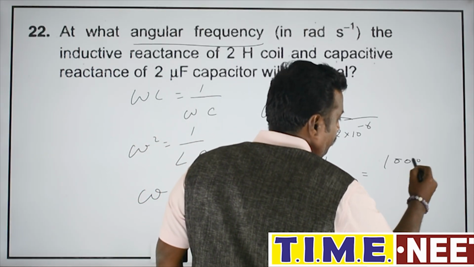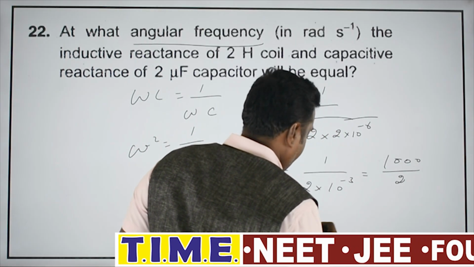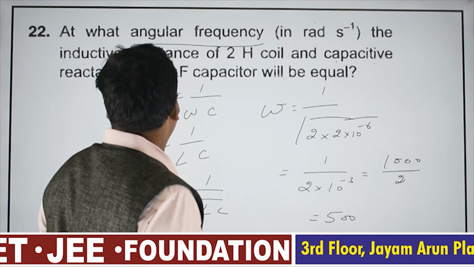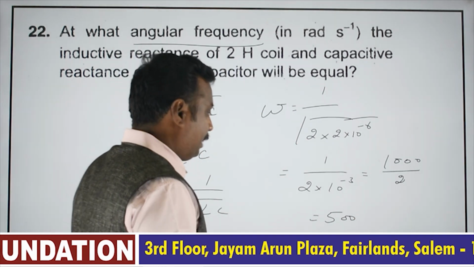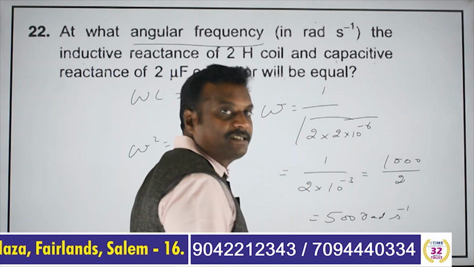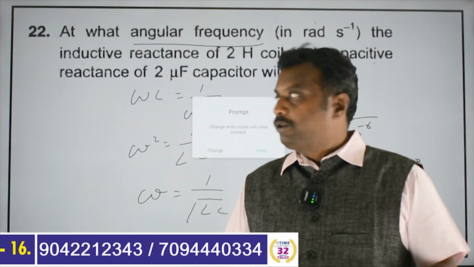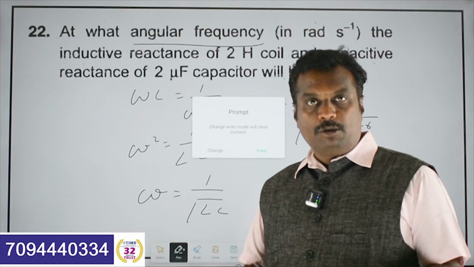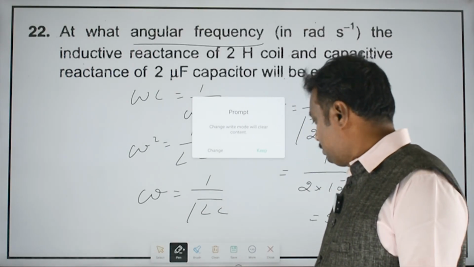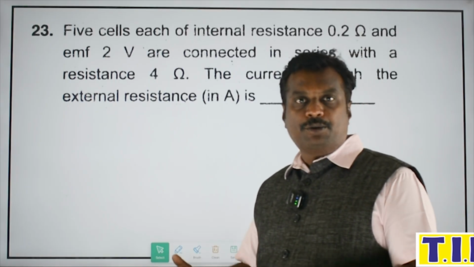So 1000 divided by 2 is equal to 500 radian per second. That will be our option. Type it in: radian per second. You can just type 500. When you do these questions, your keyboard will be on, so you can type your answers. Let's go to the next question.